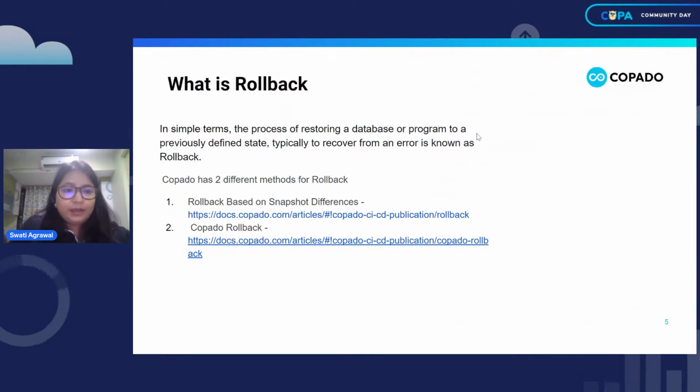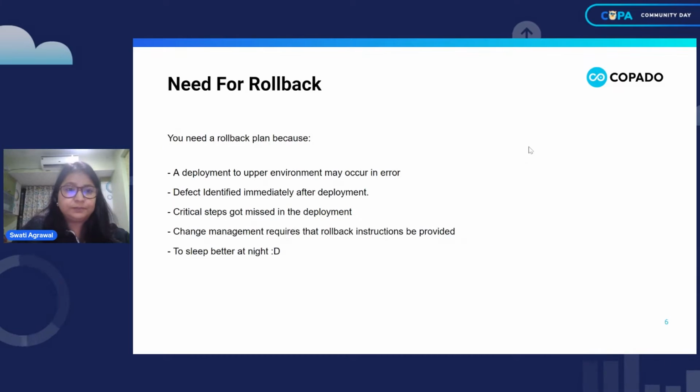So, what is rollback? In simple terms, the process of restoring a database or program to a previously defined state, typically to recover from an error, is known as rollback. Copado has two different methods for rollback. One is based on snapshot difference, and second is Copado rollback. In this session, we'll be talking about Copado rollback and how to perform rollback using the Copado rollback feature.